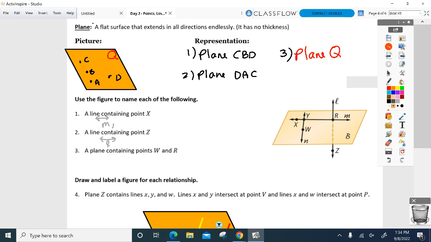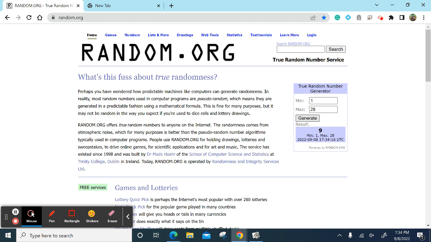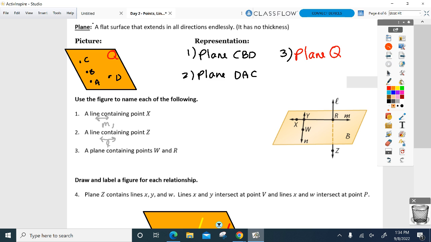Good. How about a plane containing points W and R? Plane YWR. Do those form a line? So it's a good one. Plane YWR. Did anybody have plane B? Fine. The only thing you could not have, watch your mouth here, you could not say anything with a Z in it. Why not? It's not on the plane. So if you had a Z in your name, no. Got to get rid of it because that's not a point on the plane.